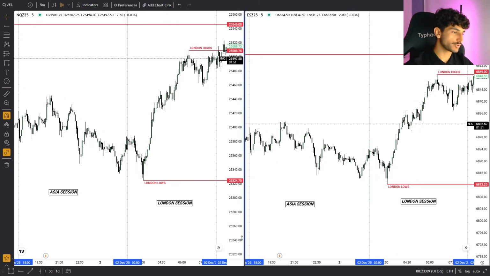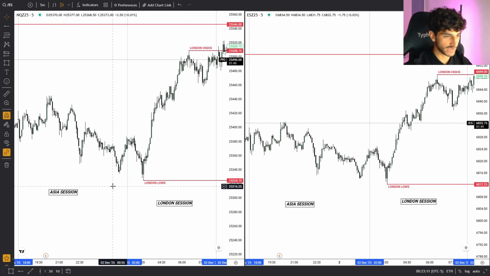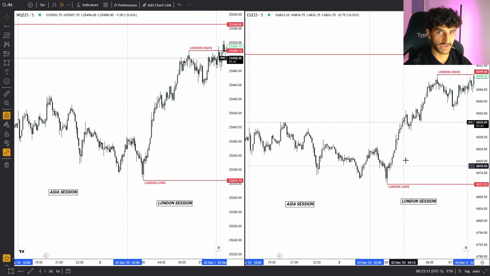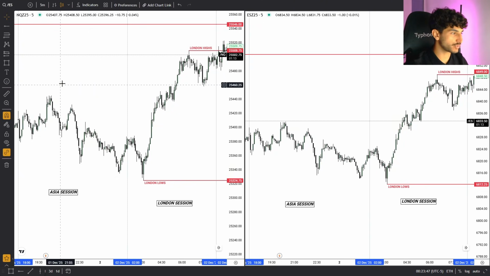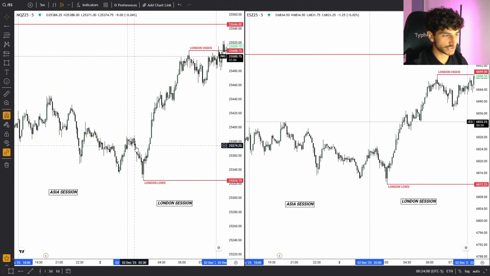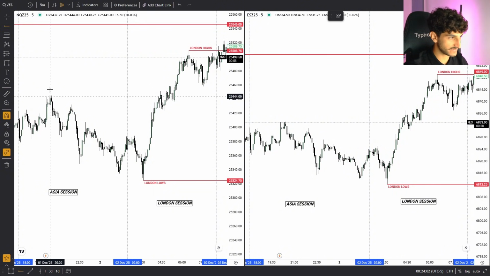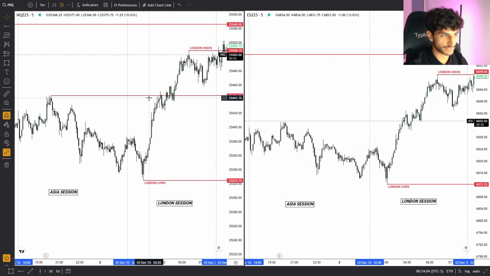So if you look very closely, on the left hand side we have Nasdaq, and on the right hand side we have S&P 500. So if you look to the left hand side, we have Asia session on Nasdaq. And as you can see, we do not have any Asia highs that are still intact or Asia lows that is still intact. What I mean by that is that London session came and we actually swept this Asia high right here. We swept, so we do not care about that. We swept, so we disregard that.